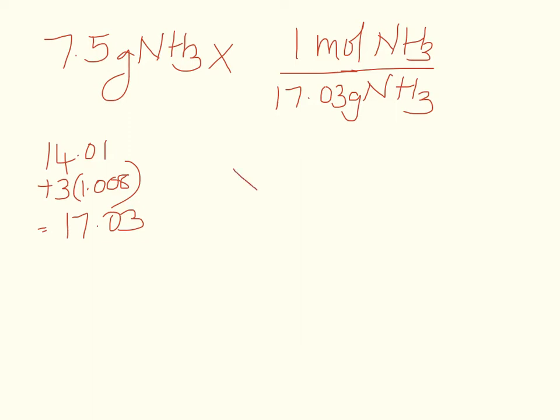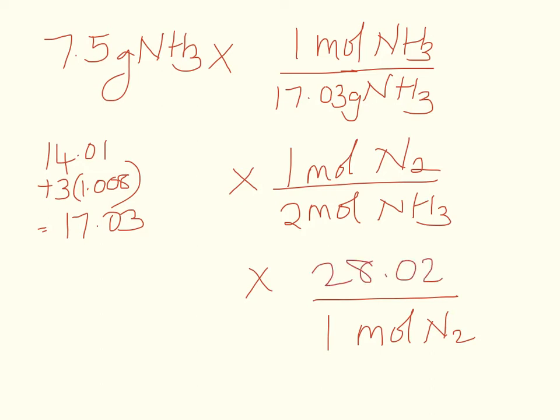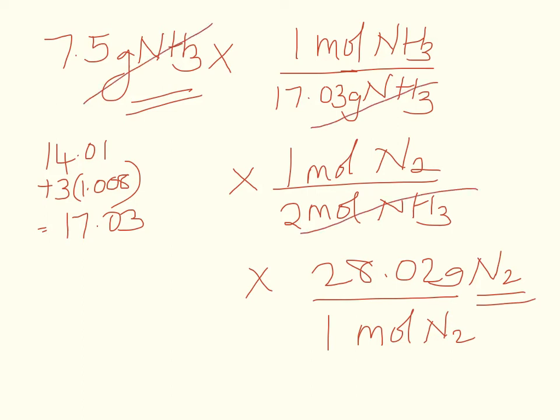Multiply this by, from the equation we know that 2 moles of ammonia are yielded when 1 mole of nitrogen is reacting, and we know that 1 mole of nitrogen contains 28.02 grams of nitrogen. So what we have done is we are going from grams of ammonia to grams of nitrogen. So grams of ammonia cancels, moles of ammonia cancels, moles of nitrogen cancels.